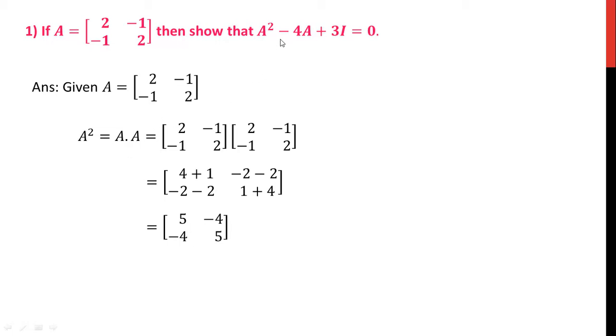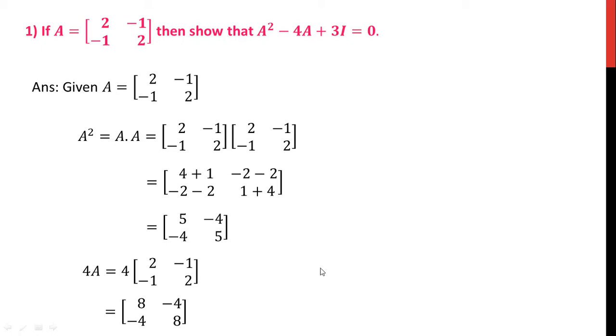So as per the requirement in this equation, first of all we find out A square. Here we get A square. Now there is a 4A. What do you mean by 4 into A? That is equal to 4 into the given matrix. So it is just a scalar multiple of this matrix. So we have to multiply every element of this matrix by 4. It gives this matrix [8, -4; -4, 8].